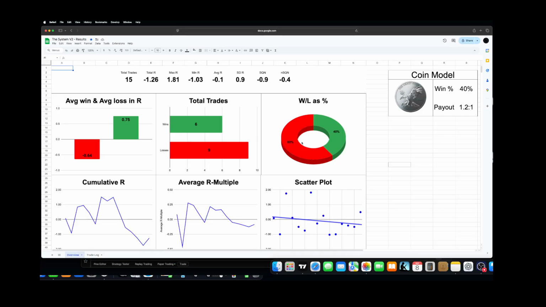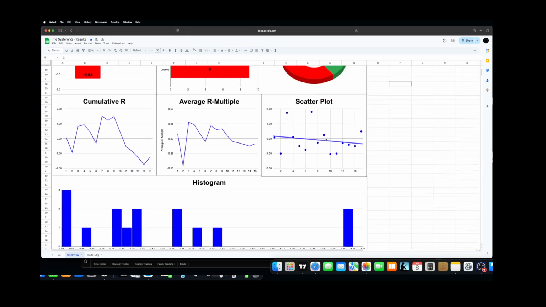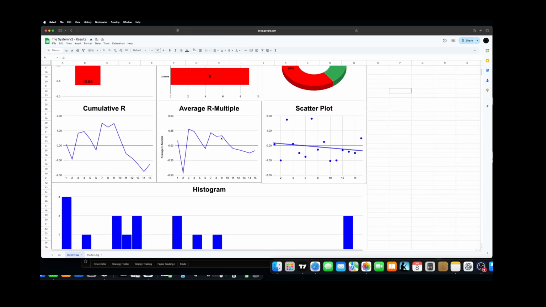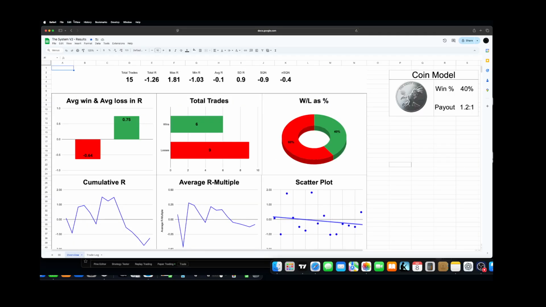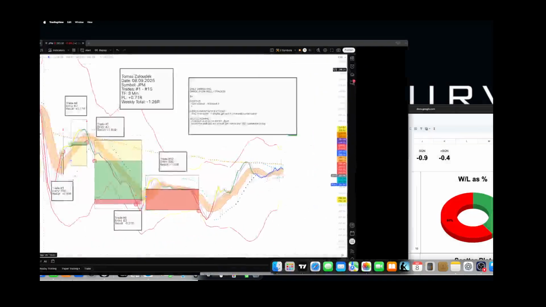So we had 60% losses, 40% wins. Here's some cumulative R's, average R's. Here's the histogram for anybody who wants to see it. Oh, let's go look at the trades. This is probably the best.